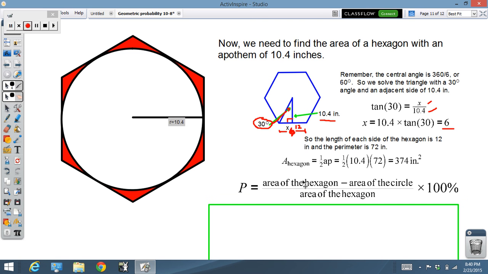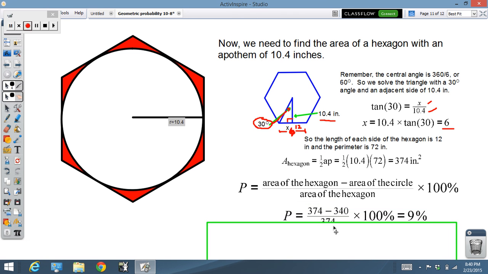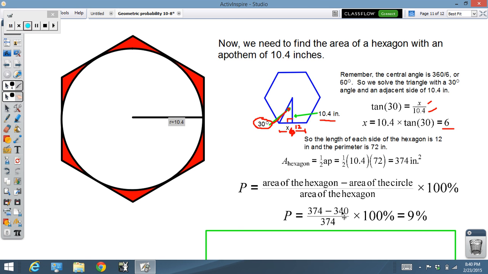Now going back to our probability formula, what we want to happen divided by all the things that could happen: well, the red area is the area of the hexagon minus the circle. All the things that could happen is hitting the area of the hexagon. So, hexagon minus circle, divided by hexagon, times 100, we've got a 9% chance of hitting a red zone there. Make sense?